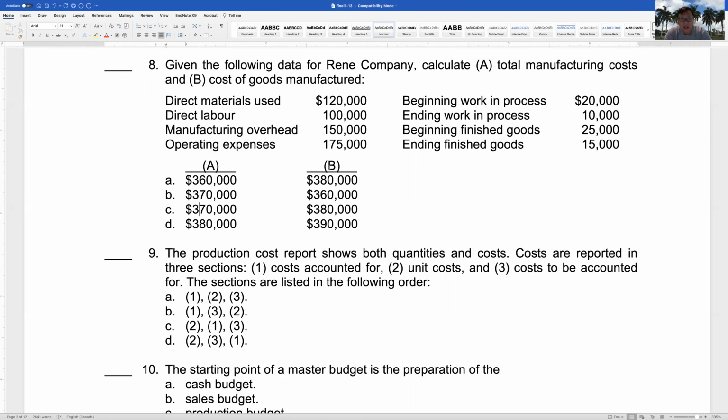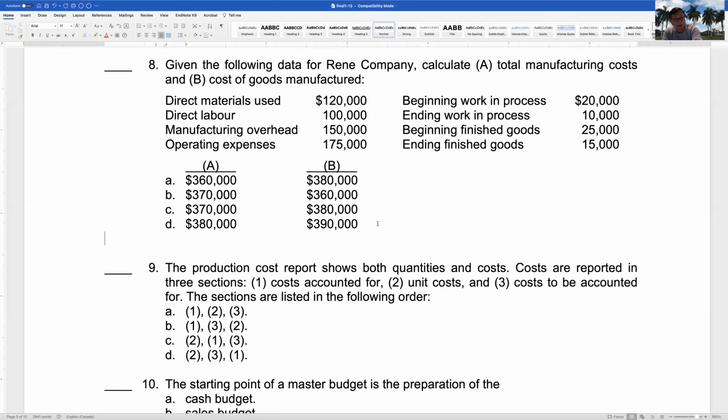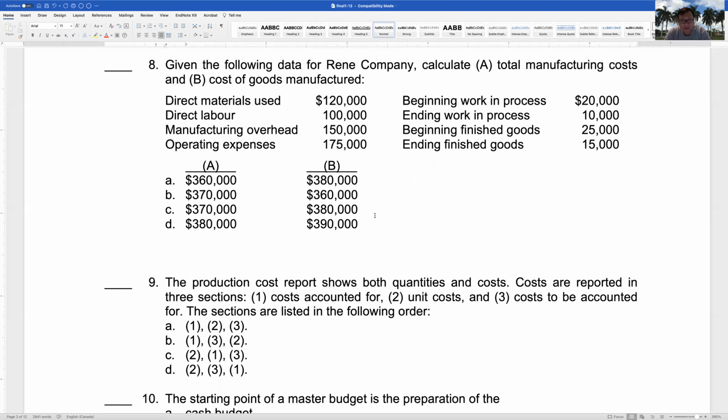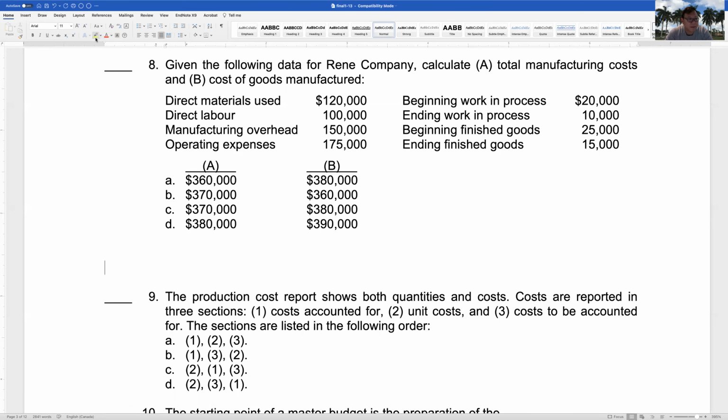And then the cost of goods manufactured. If you remember, we have to use a T account. So for cost of goods manufactured, we are going to use the work in process T account. We use the work in process inventory account to figure out the cost of goods manufactured.